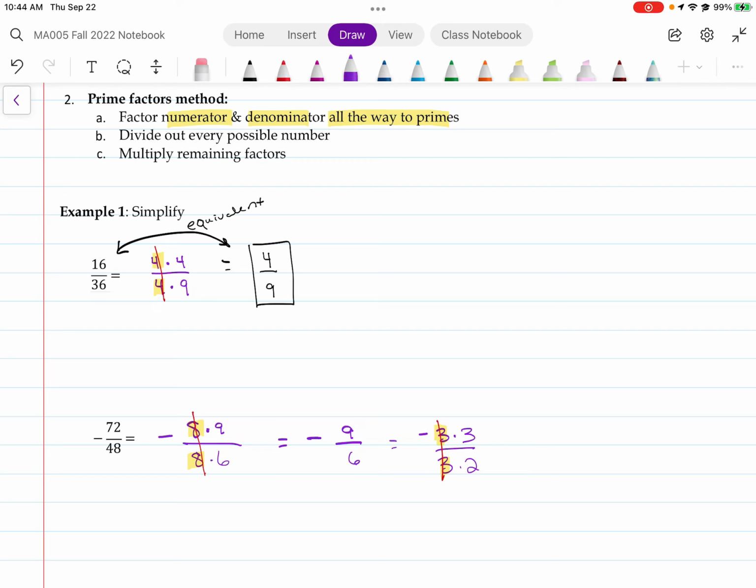Okay, so now I am left with negative 3/2. Those are both prime. Primes don't have any common factors, so I'm done.